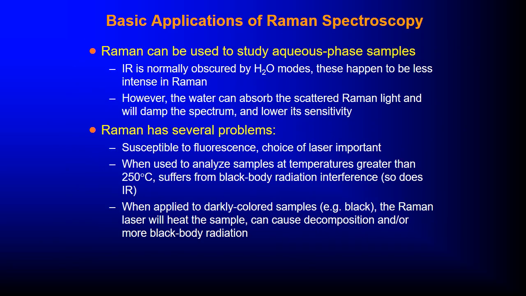Basic applications of Raman spectroscopy. Raman can be used to study aqueous phase samples, and that is very important because this is something that cannot happen in infrared spectroscopy. IR is normally obscured by water modes or aqueous modes. This happens to be less intense in Raman. However, water can absorb the scattered Raman light and will damp the spectrum and lower its sensitivity. So actually aqueous solvents or mediums are real problems.